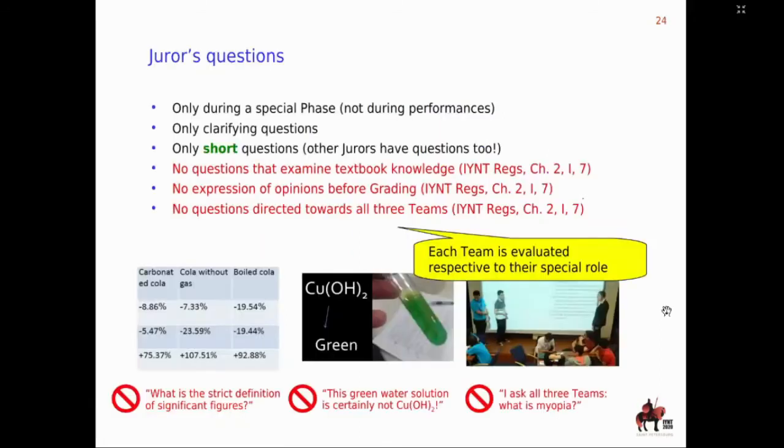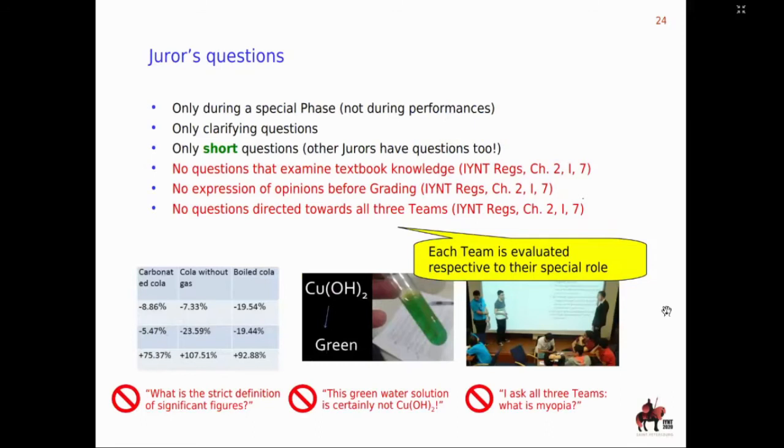Okay. Questions from the jury. The jurors do not intervene in the fight until the very end, so please ask your questions only at the very end of the fight during a special phase. The questions must be clarifying and the questions must be short in case other jurors have questions. We have regulations about the questions that the jurors cannot ask. First, you cannot ask the questions that directly examine textbook knowledge of the teams. You cannot express your opinions before grading, and you cannot direct your question to all three teams at once, or even two teams at once.